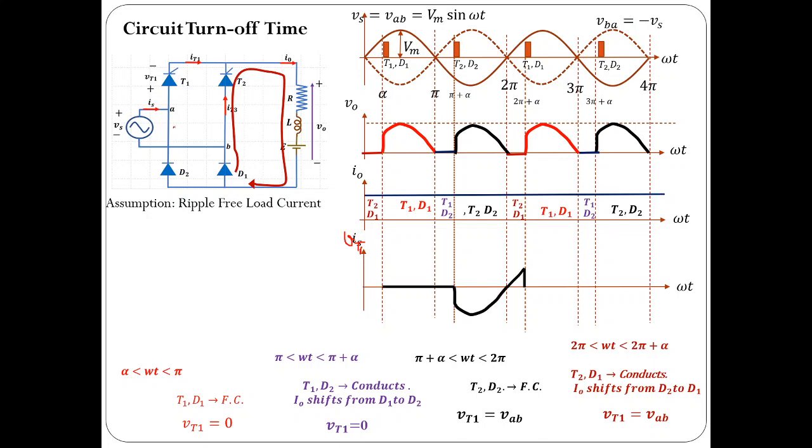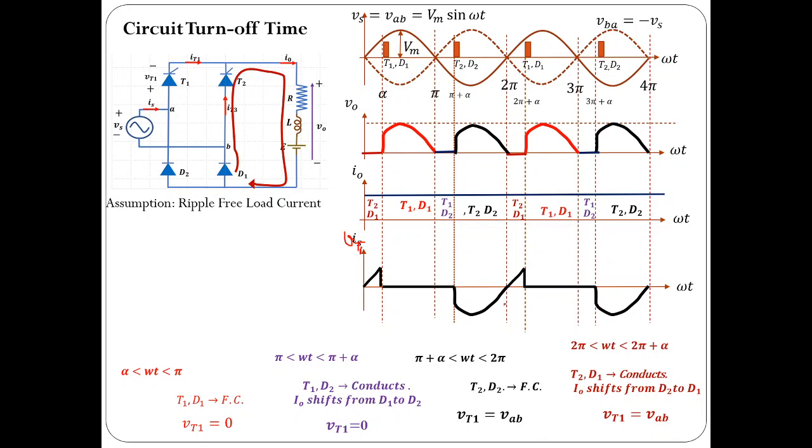So let us indicate that here. During alpha to pi it is 0, and even from pi to pi plus alpha it is 0, and pi plus alpha to 2 pi it is equal to Vs. And 2 pi to 2 pi plus alpha it is same as Vs. Of course, it is going to be forward biased at omega t equal to 2 pi. Now if you see, the same thing would repeat for the remaining cycles.